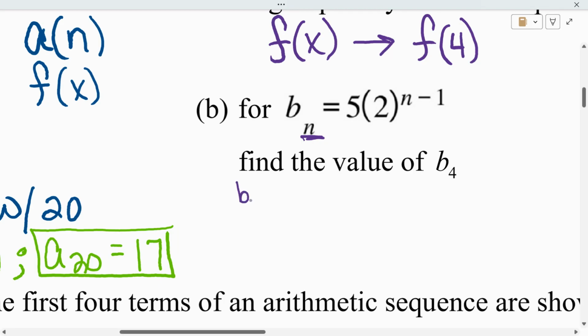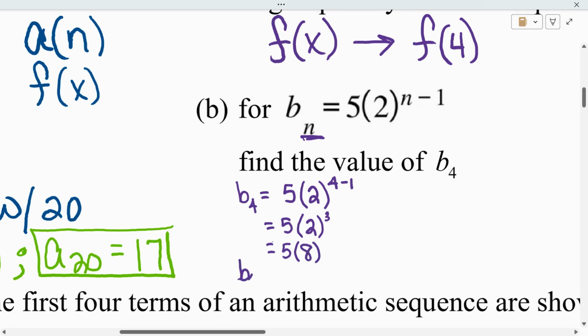Okay, so B of 4, or B sub 4 equals 5 times 2 to the power of, we're replacing the n with a 4, minus 1. Okay, that's an exponent. What is 4 minus 1? 3. So this is the same thing as saying 5 times 2 to the third. What is 2 to the third power? What is 2 times 2 times 2? It's 8. So what is 5 times 8?